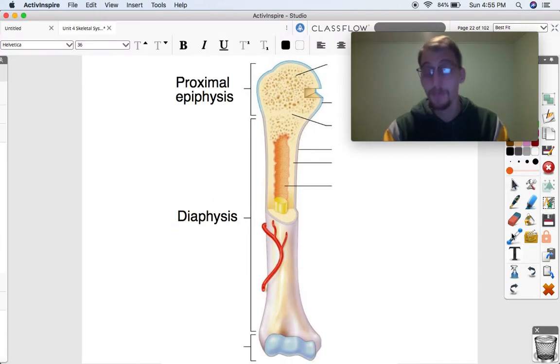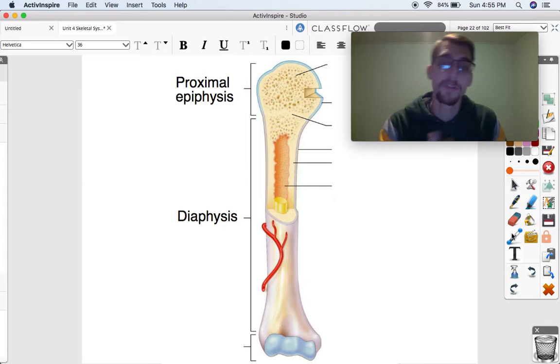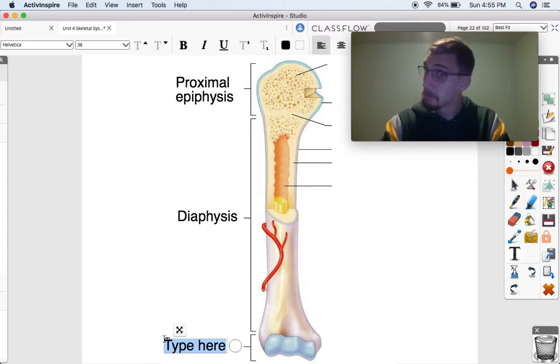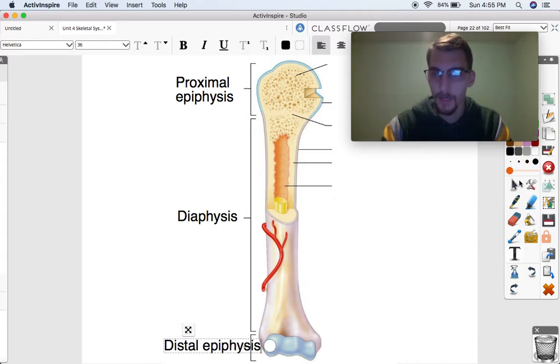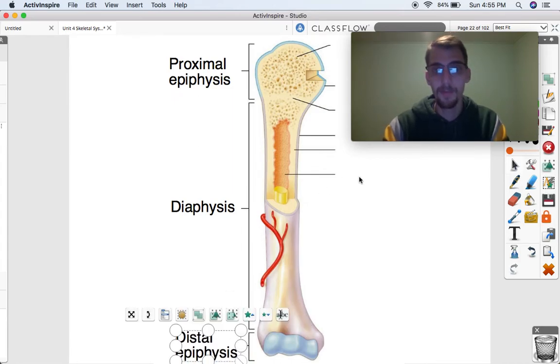Why is it called proximal? Well, it's because it's right here, and if it's closer towards the point of attachment to the torso, it's proximal, right? So that would make this the distal epiphysis. There we go. So there's the distal epiphysis and the proximal epiphysis.